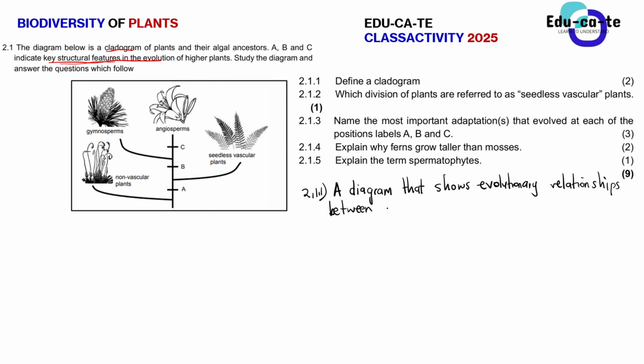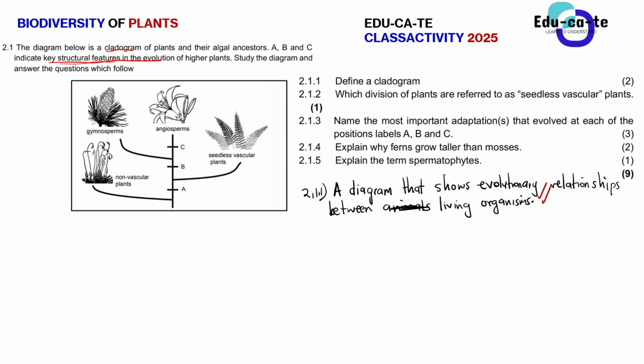It shows evolutionary relationships between, let's just say, living organisms, because this can also apply to plants. So this is known as a phylogenetic tree. It just shows us the evolutionary relationships between different living organisms. It kind of shows us what has changed in this organism so that it can become something else.